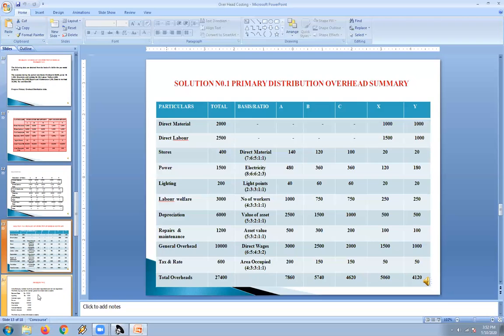So when we are going to calculate the primary distribution overhead, first we have to frame the table. We should see how many departments are given in the question, how many production and how many service departments. So in this question there are 3 production and 2 service departments, so totally 5 columns. Along with that, one particular column should be drawn, the total column, and the basis or the ratio on the basis of which we are going to allocate. Along with the 5 departments, 3 extra columns have to be drawn. It is nothing but a total of 8 columns that have to be drawn in the table for the primary distribution table.